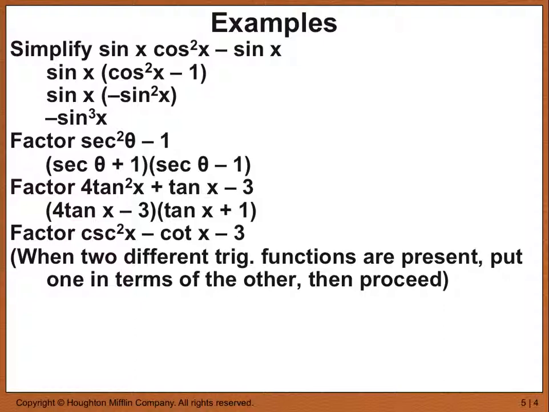The reason this looks complicated and difficult is because cosecant is different from cotangent, but just put one in terms of the other using an identity. Pause the video, try to do that on your own, and then resume when you have a factored expression.